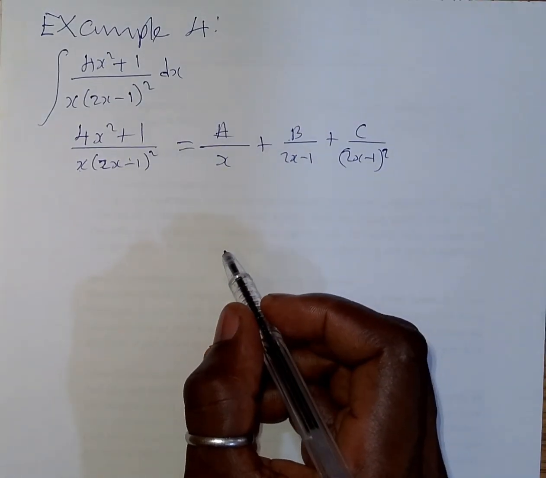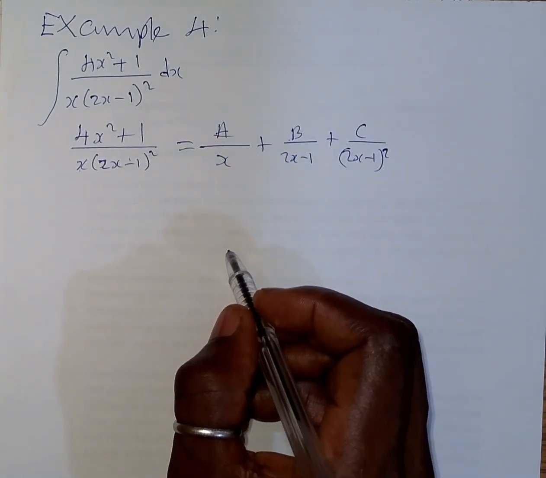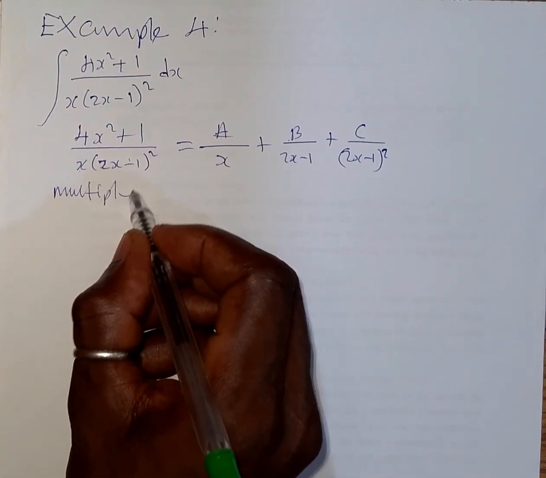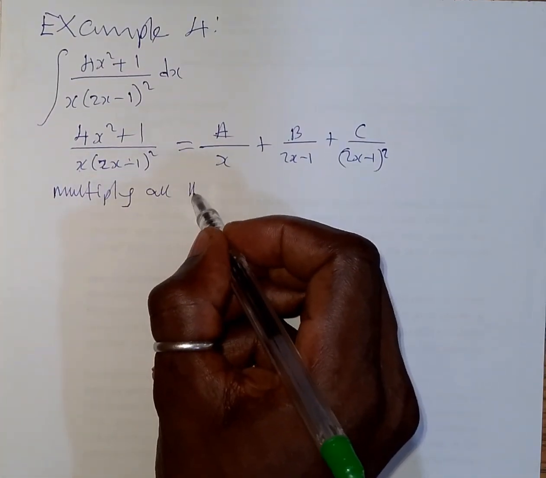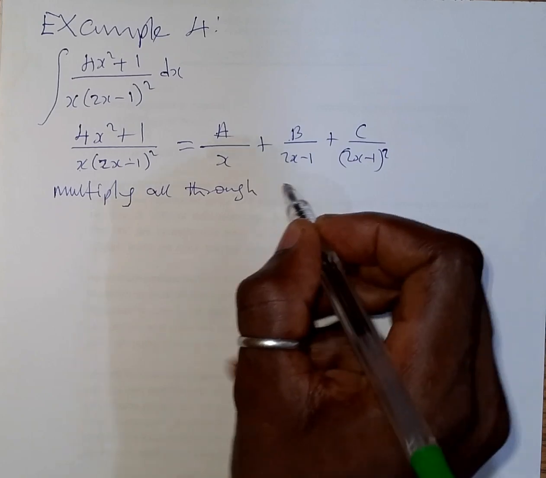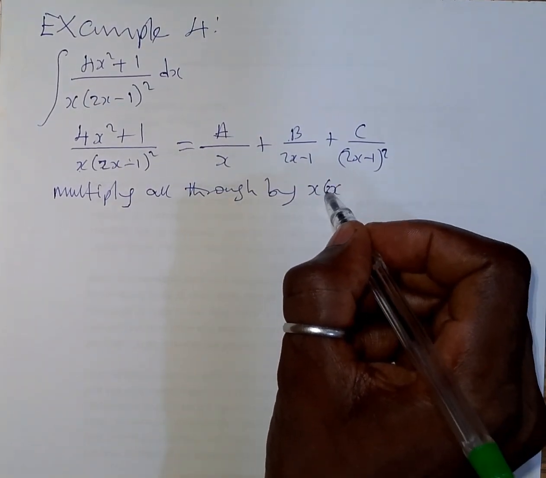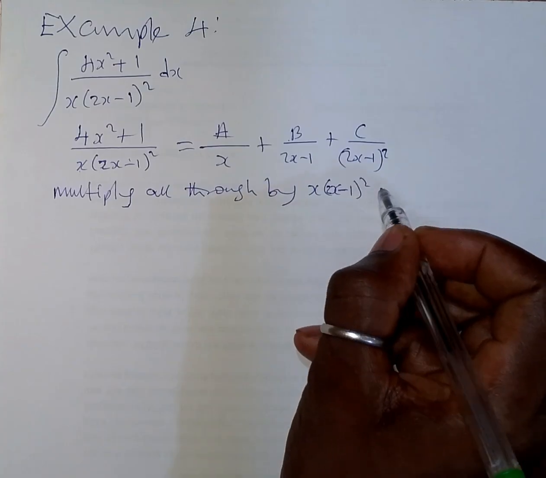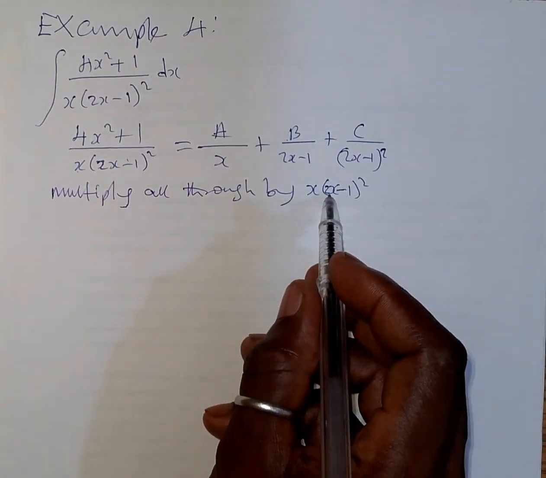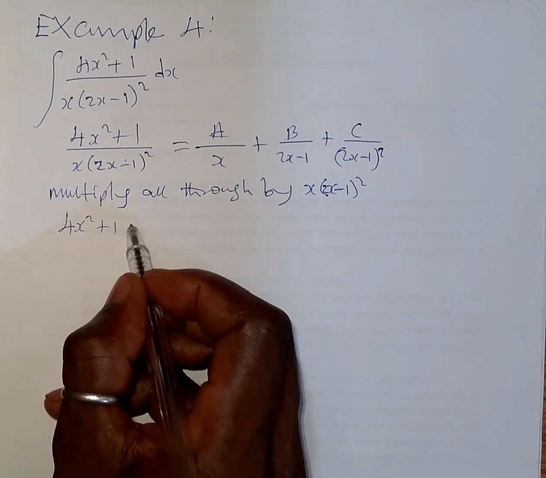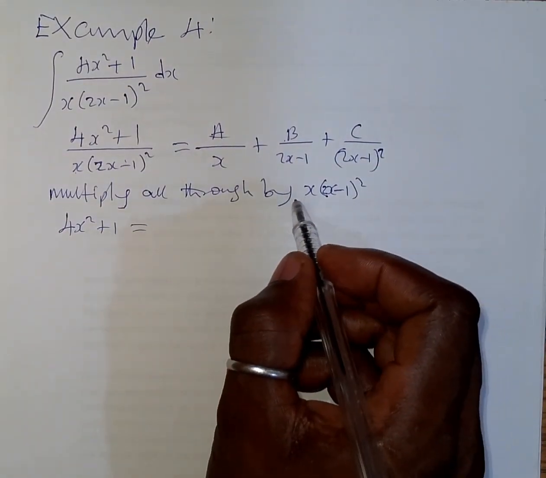So having gotten this one, what we will do in order to solve this kind of problem is to multiply all through by x open bracket 2x minus 1 close bracket squared. So when you multiply this by the whole of this, then you are left with 4x squared plus 1 all equals to, you will now come to this place.